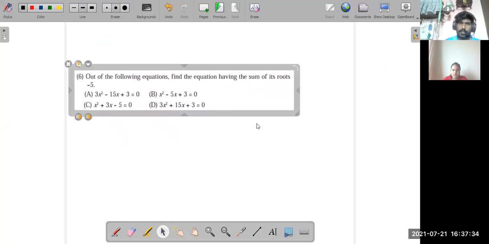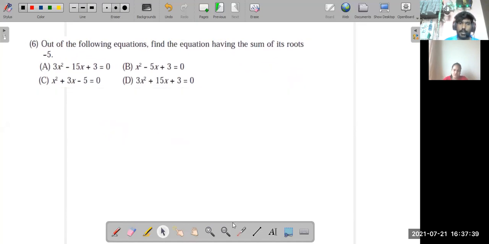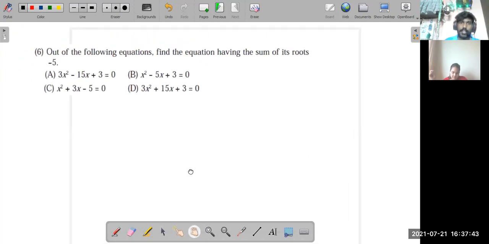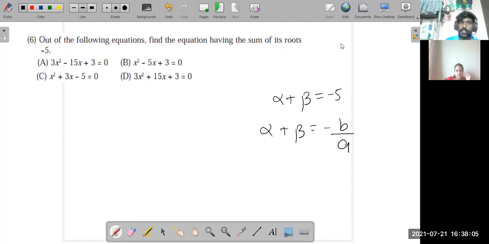Sixth one. Out of the following equations, find the equation having sum of its roots as minus 5. Sum of roots should be minus 5. That means alpha plus beta equals minus 5. Now, here you will have to use the formula alpha plus beta, that is minus b upon a. In each of the equations you have to use it and find out.